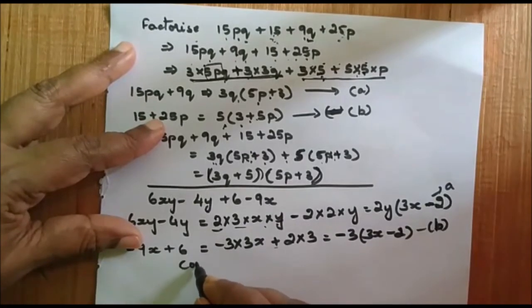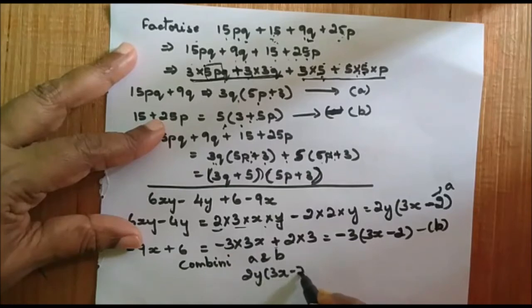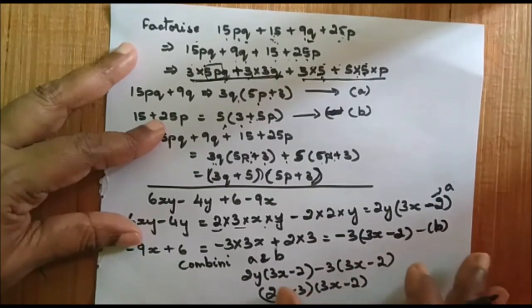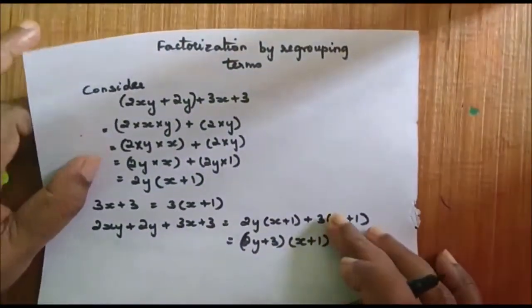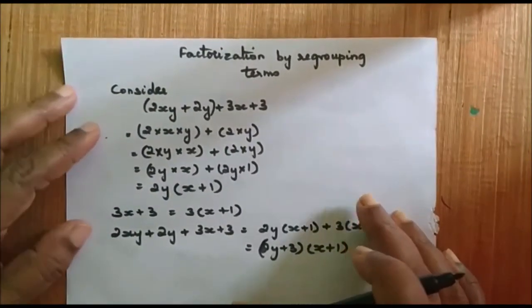So combining a and b, what do I have? 2y into 3x minus 2 minus 3 into 3x minus 2. This can be written as 2y minus 3 into 3x minus 2. I hope you get it, this is how we solve these. I hope you would have understood this method. So this is factorization by regrouping terms.